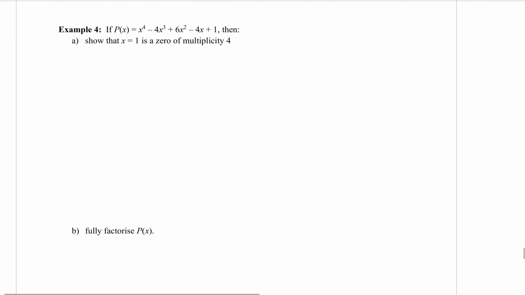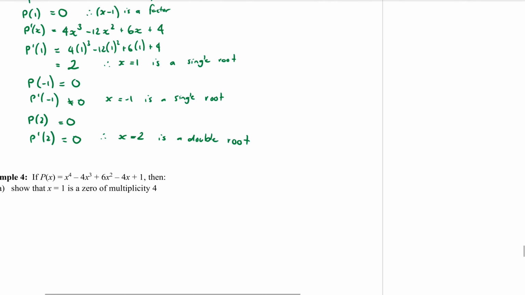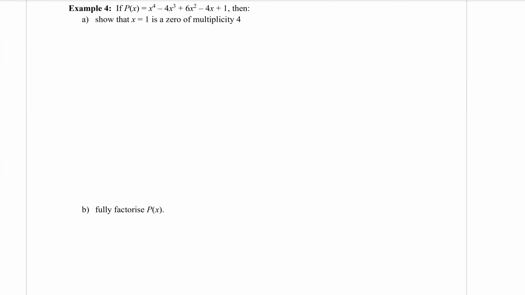Question 4. If p of x equals x to the power of 4 minus 4x cubed plus 6x squared minus 4x plus 1, then show that x equals 1 is a 0 of multiplicity 4. So we want to show each multiplicity as we go. So we start with p of 1. If I sub 1 into that, then I do get 0. I differentiate it, which is going to give me 4x cubed minus 12x squared plus 12x minus 4. And then I sub 1 into that derivative, which again gives me 0.